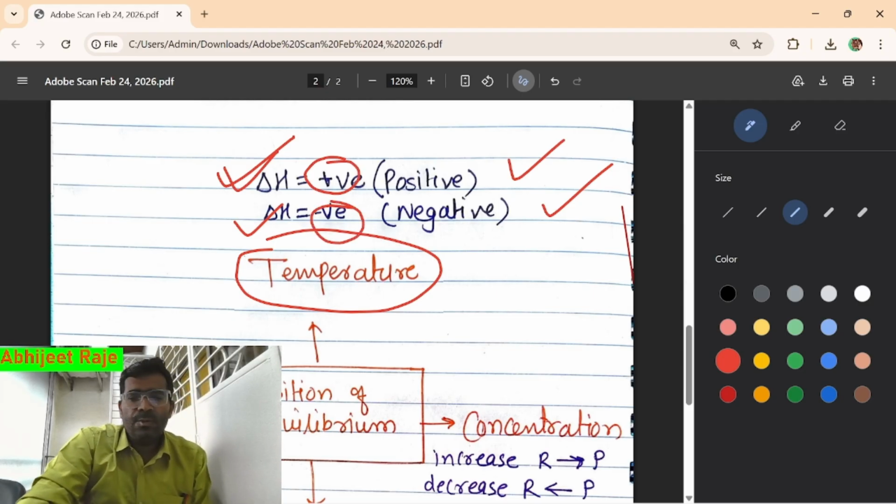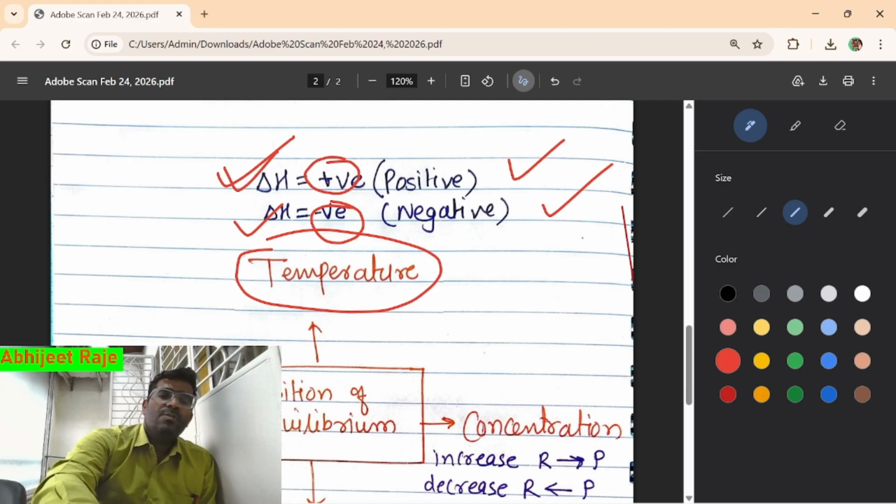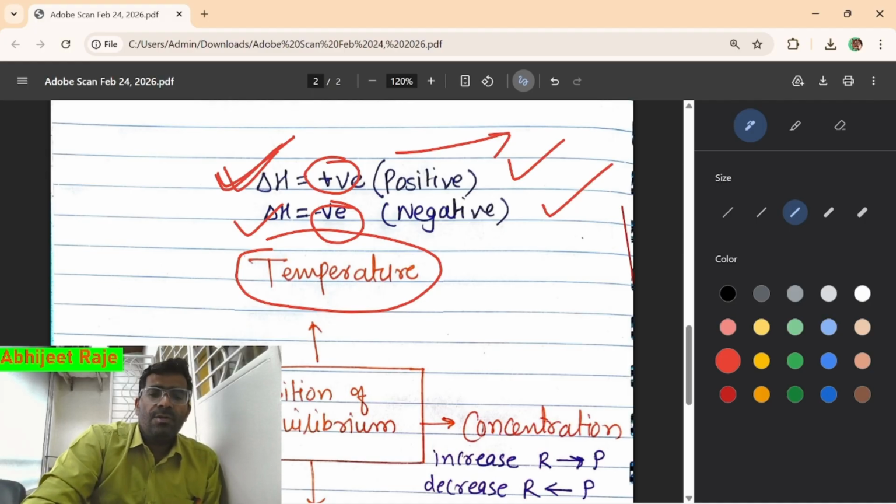For example, you are melting ice, right? For ice melting, you need to increase the temperature. If you increase the temperature, ice will become water, and that forward reaction is endothermic. So delta H is positive, and increasing the temperature moves the reaction forward. But if you decrease the temperature, ice will not melt. In that case, delta H has a positive value, and decreasing the temperature does not favor the forward reaction.